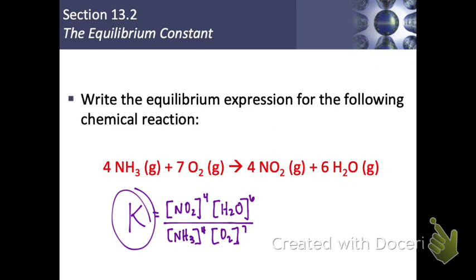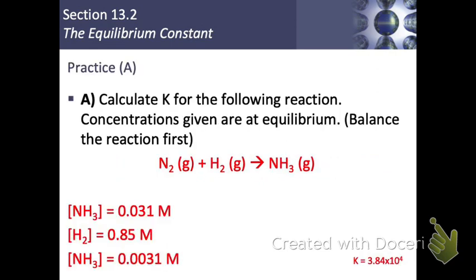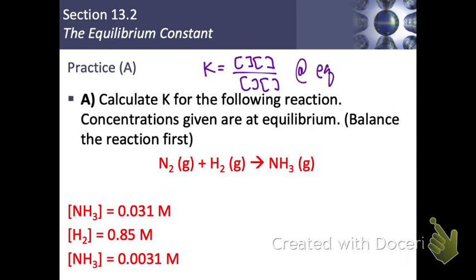Okay, all right, let's try this one. Calculate K for the following reaction. Concentrations are given at equilibrium. So let me explain why I put that. If we want to calculate K, if we're dealing with our equilibrium expression, we assume that this is at equilibrium. We don't calculate K at the beginning of a reaction. We calculate K at equilibrium. So that's just important.